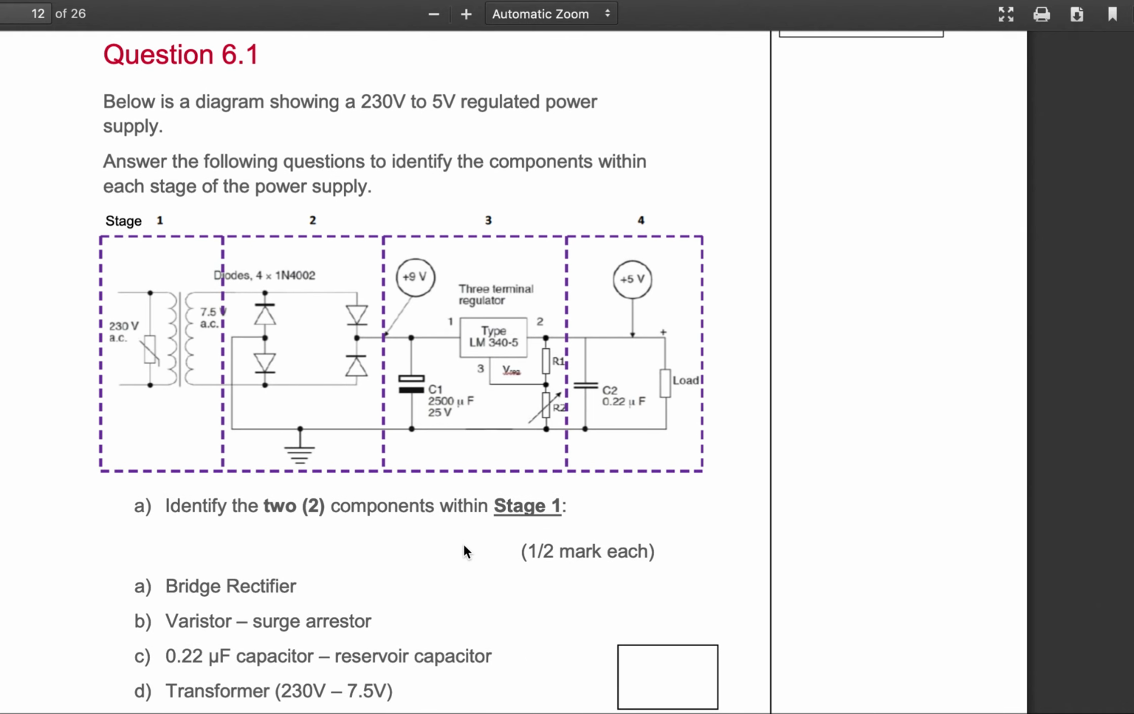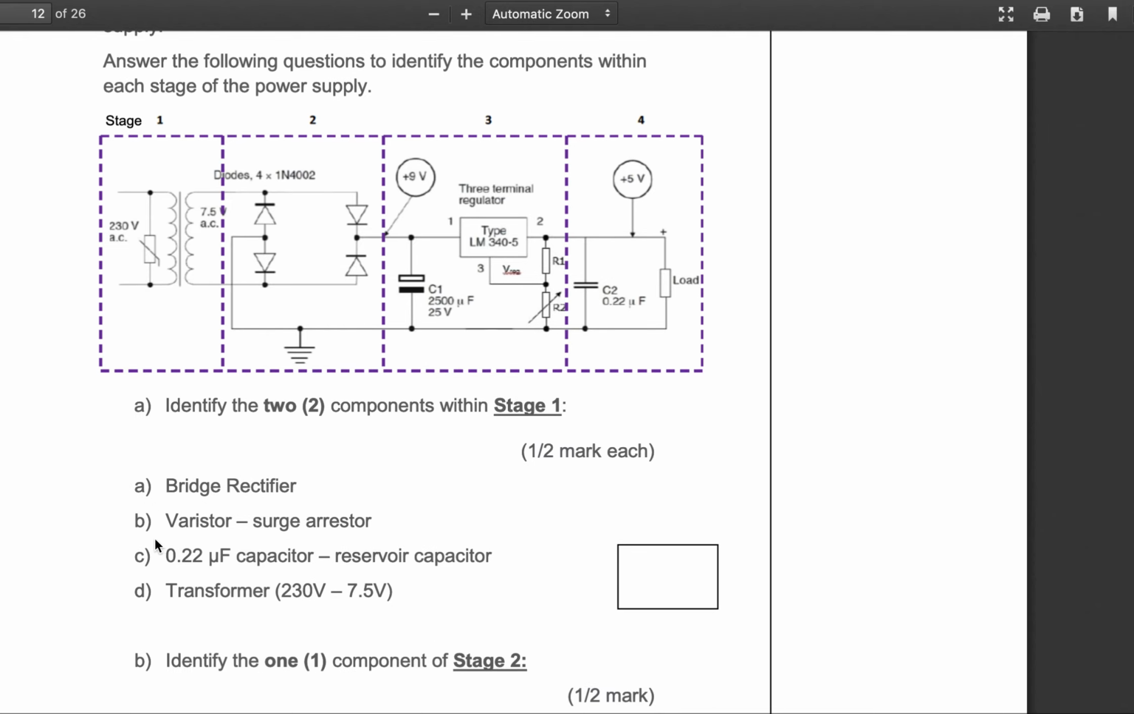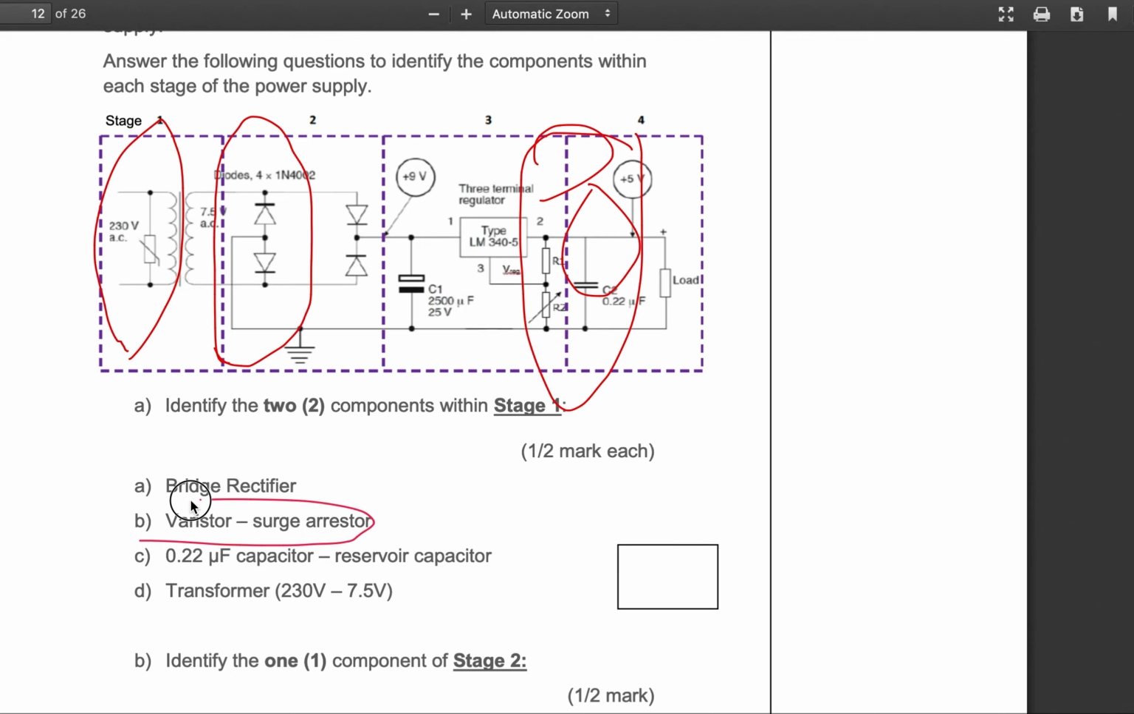Look at this, it's a regulator power supply, so we've pretty much got the same thing going on, just this end here. There's our filter, regulator, bridge, transformer, and this one here is a varistor. It's just surge protection, okay? So, identify the two components within stage one. There's only two things in there: the transformer and the varistor, the surge protector. So it's going to be two components. You're going to mark B and D.